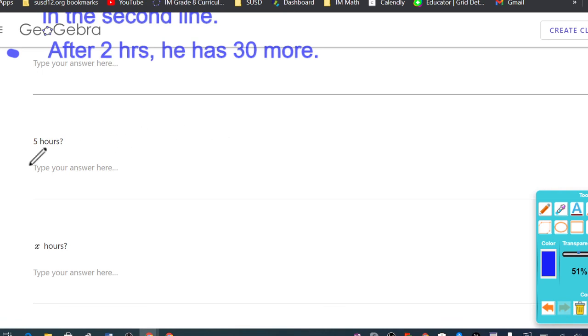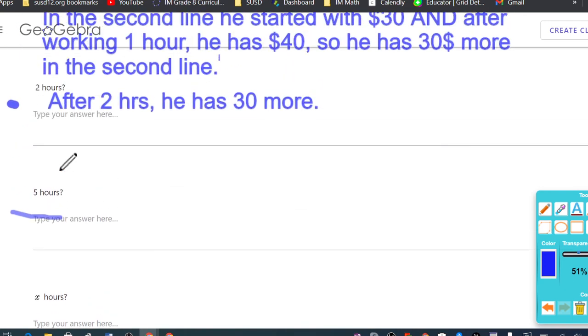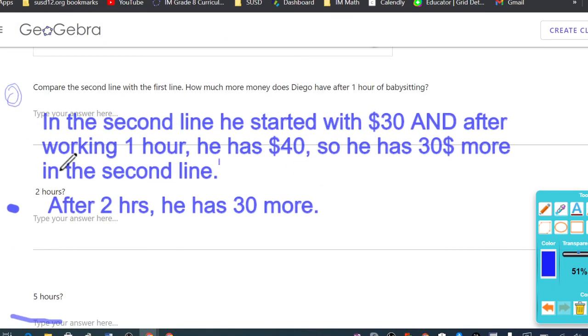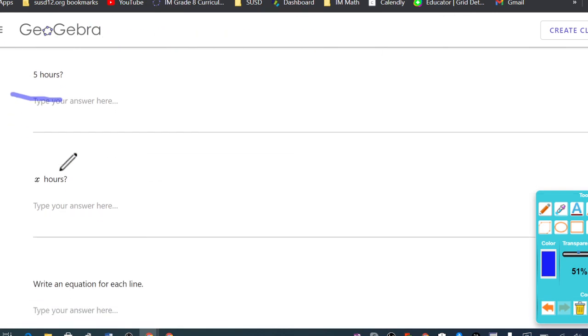Okay, so go ahead and type in your answer for 5 hours right here. And then how about for X hours? How much more money does Diego have in the second line after X hours? Okay, well, you get the point, right? No matter how many hours it is, he'll have $30 more in the second line. So I'll just write it like this. After X hours, he has $30 more in the second line.